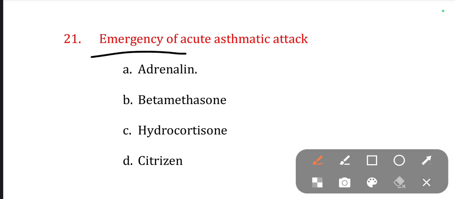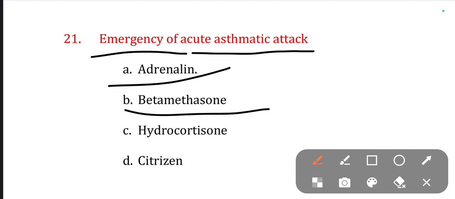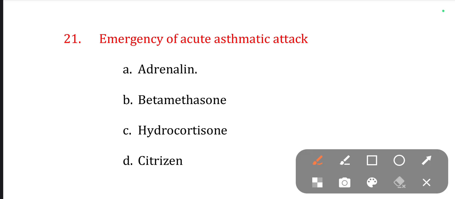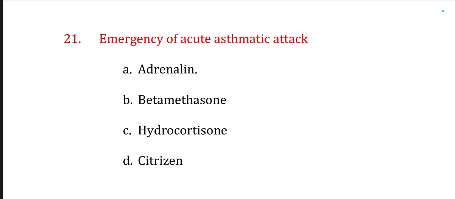The next one is emergency management of acute asthmatic attack. When the person is having an acute asthmatic attack, which drug can be used in an emergency? Options are adrenaline, betamethasone, hydrocortisone, cetirizine. The right one is adrenaline. So adrenaline can be used in the case of an acute asthmatic attack.